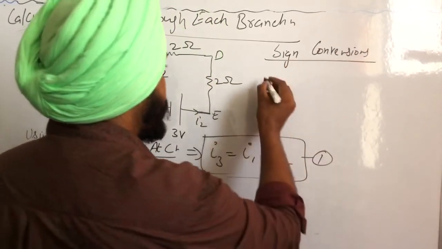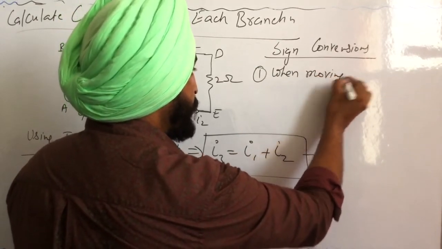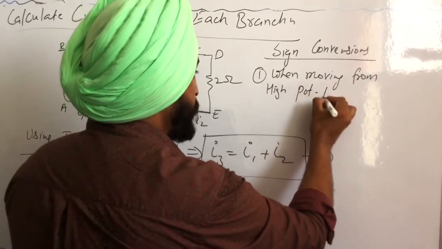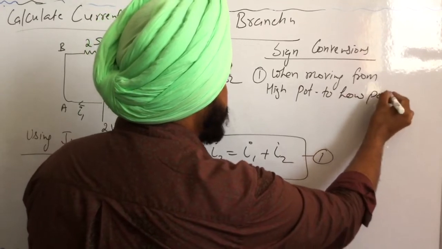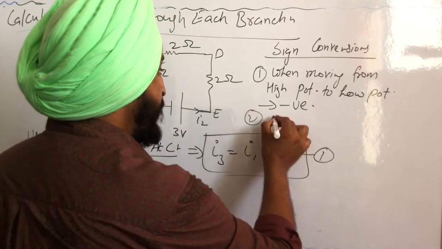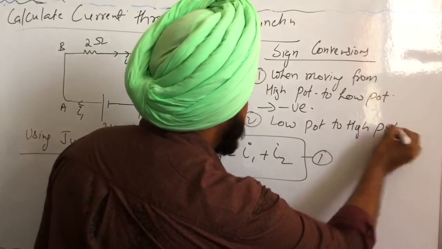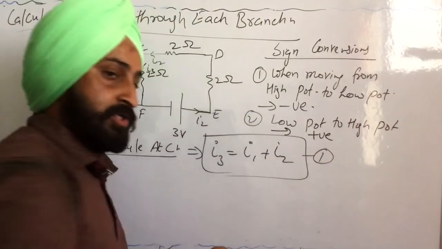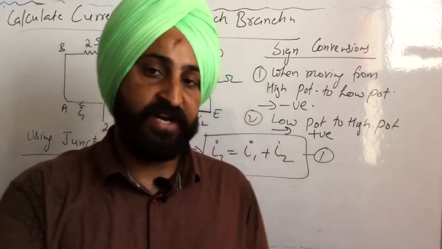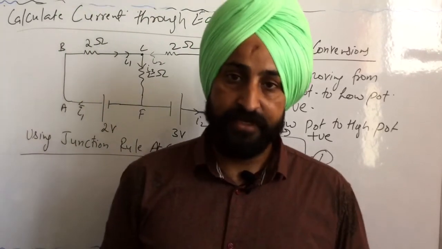So the sign conventions for the voltage rule are, when moving from high potential to low potential, the sign is negative, and when moving from low potential to high potential, the sign must be positive. So these are the 2 points that you must keep in your mind. When you are moving from high to low, the sign will be negative, and when moving from low to high, the sign must be positive.